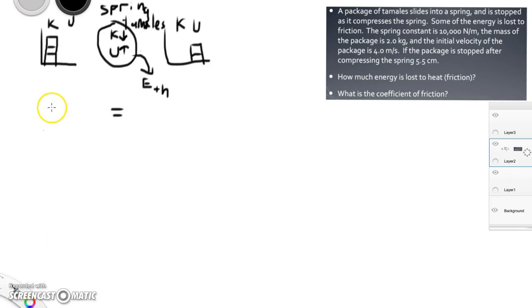So for kinetic energy, we write 1/2 mv squared. For elastic potential energy, that's 1/2 kx squared. And we'll show work done by friction, and we're going to put it on the right side because it's leaving the system. If there's work being done to put energy into the system, we put it on the left. When it leaves the system, we'll put it on the right.